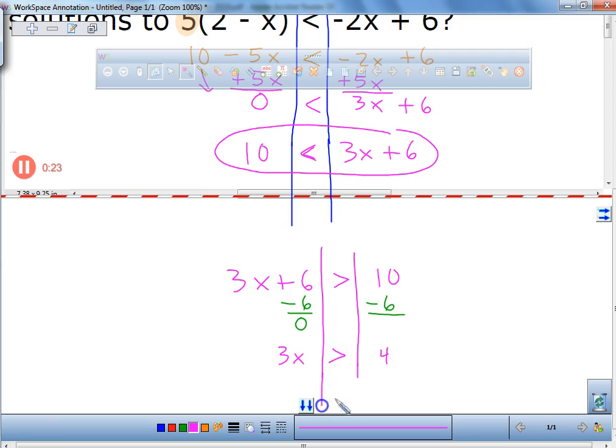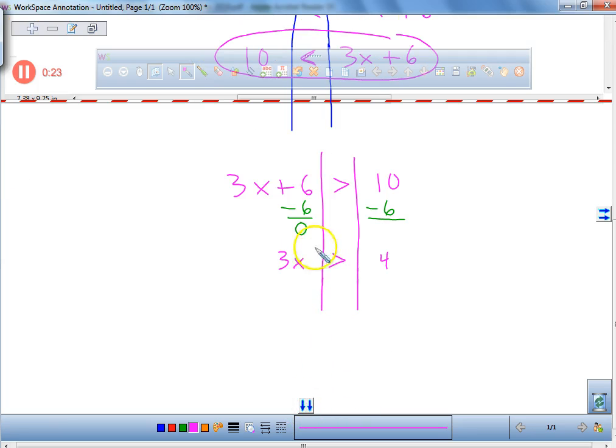And then, of course, you guys are really good at this. You guys know the very final step. Divide both sides, we get x is greater than 4/3. Now, how would we graph this?